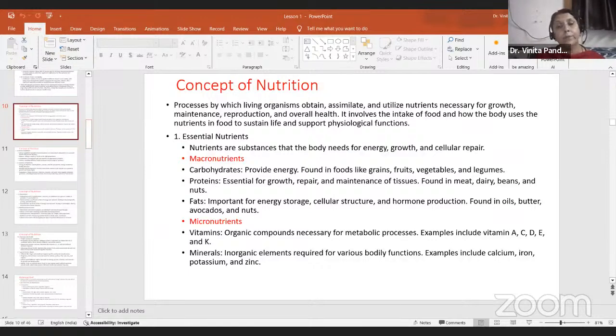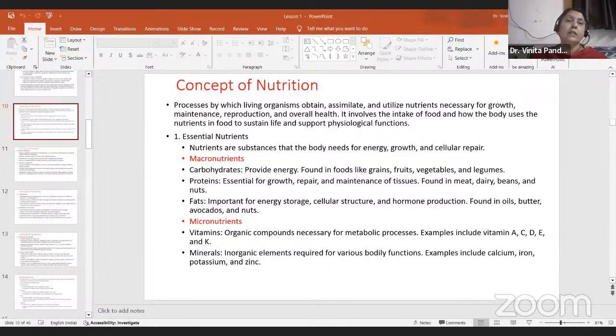So, friends, so far, I have tried to summarize two very important lessons. In fact, not two important lessons. First lesson, for that matter, statistics and demographic parameters of women. And now let us try to understand what is the concept of nutrition and balanced diet.